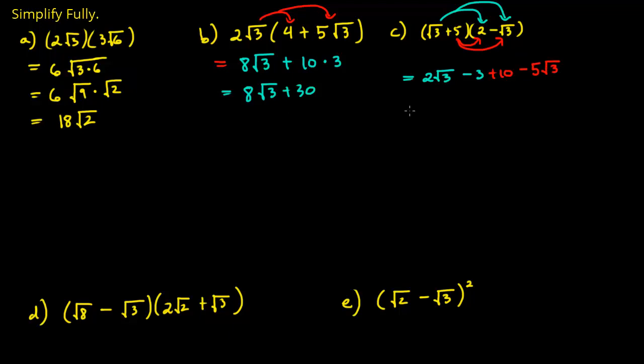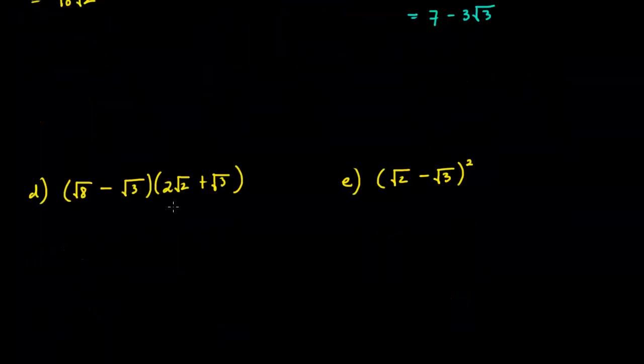So now let's see what I've got here. I've got 2 root 3 minus 5 root 3, so 2 root 3's minus 5 root 3's, which simplifies to minus 3 root 3. And then I have negative 3 plus 10, which is positive 7. So this simplifies to minus 3 root 3 plus 7. If you want to write it so that you have a positive number first, you can write this as 7 minus 3 root 3. And then it just looks a little bit nicer.